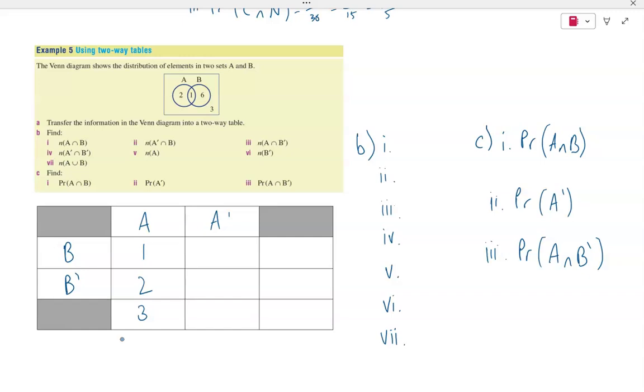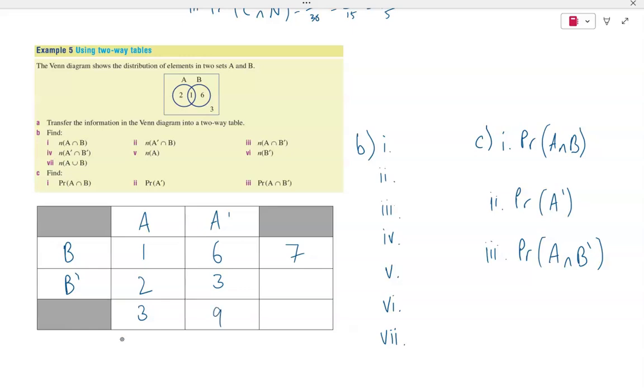People that like bananas and not apples, or bananas only, 6. And how many people like bananas in total from this? 7. The 1 plus the 6 gives me the 7. Now this number here is the number of people that don't like apples and don't like bananas. So that's the number on the outside there, 3. And then I'm just adding up the columns here. So 6 plus 3 is 9.